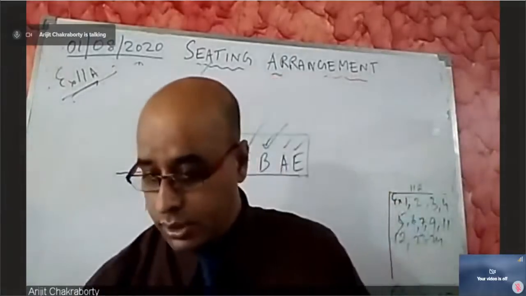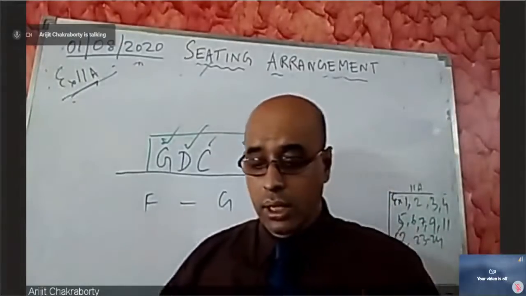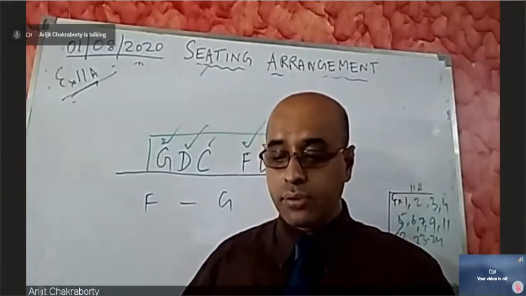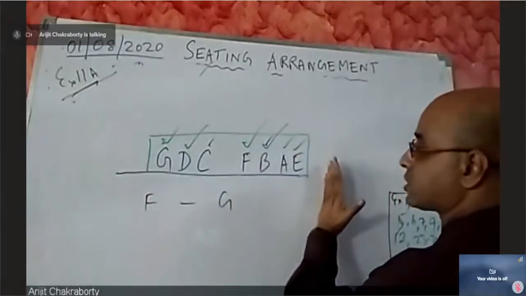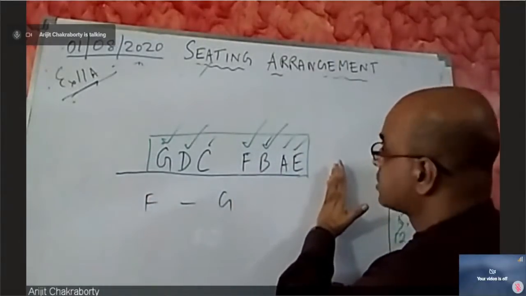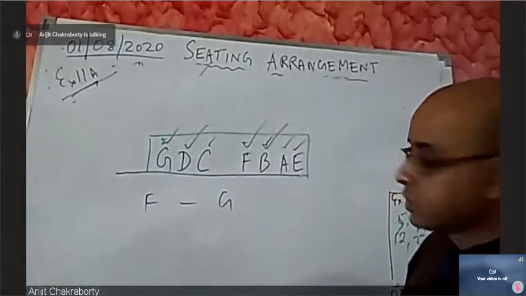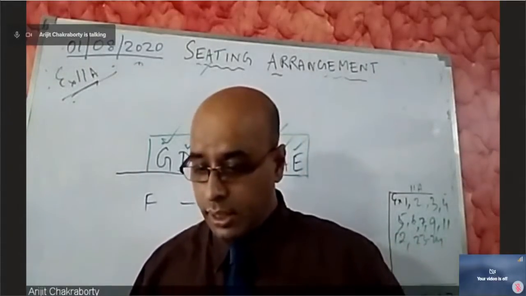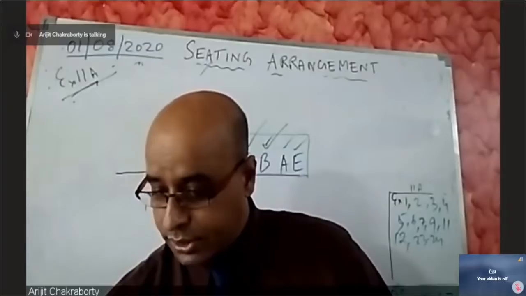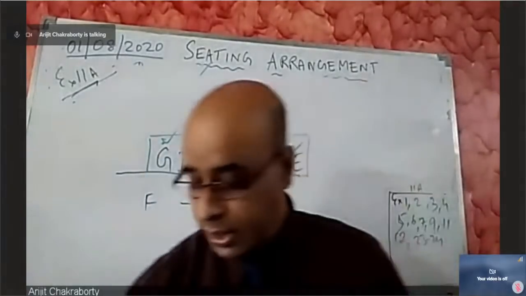Now, what is the question? We have two questions, 23 and 24. Question 23 says, who is on the second extreme right? Extreme right is this. The options are given. Let's check: G, D, C, F, B, A, E. Second extreme right.